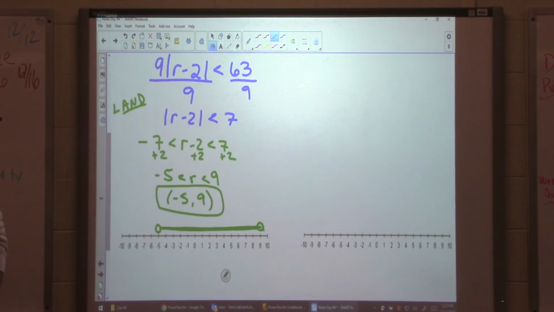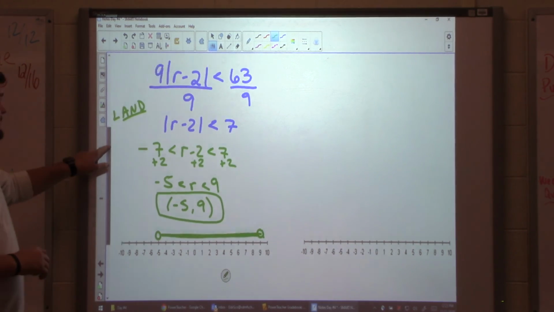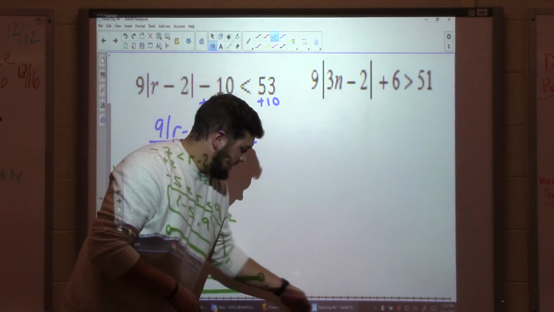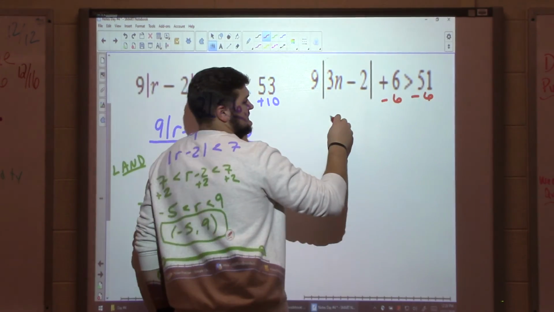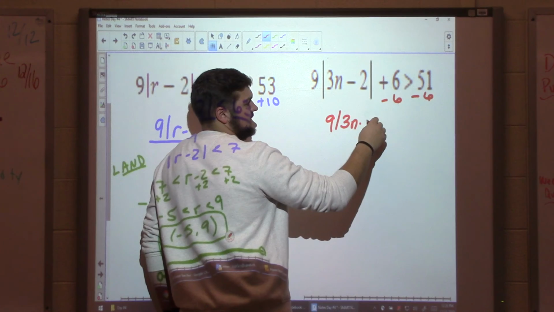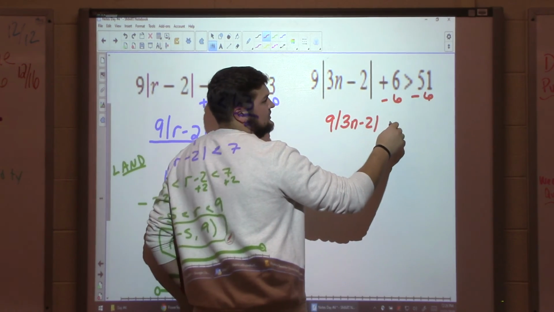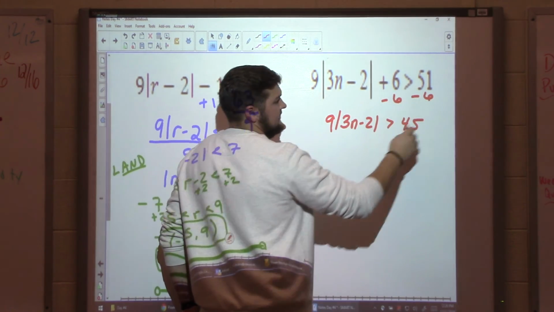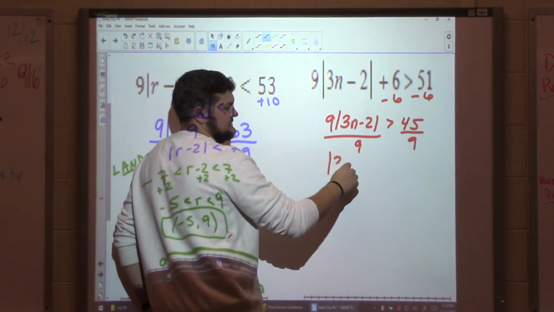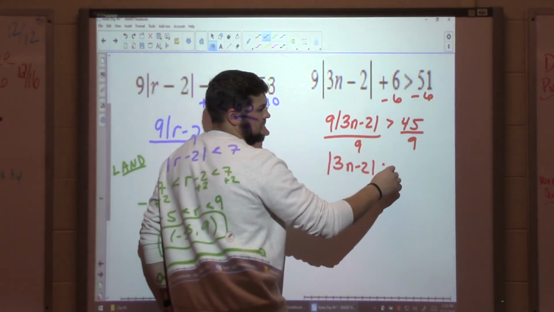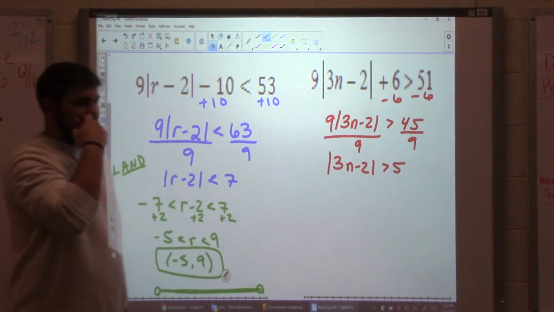Good. Alright, do we think we can run through the last one in 3 minutes? Yes. Yeah. Alright, let's sprint through it. Same thing, get your absolute value by itself first. Minus 6. 9 times the absolute value of 3n minus 2 is greater than 45. Divide by 9. Absolute value of 3n minus 2 is greater than 5.